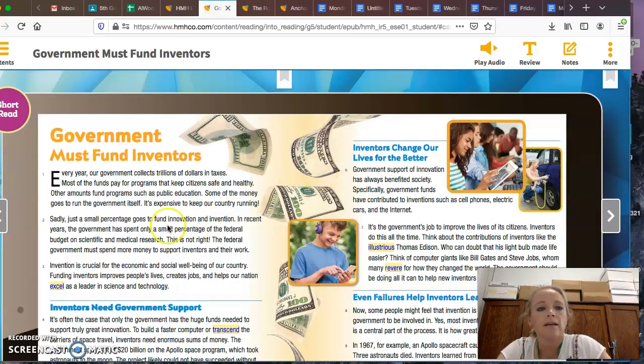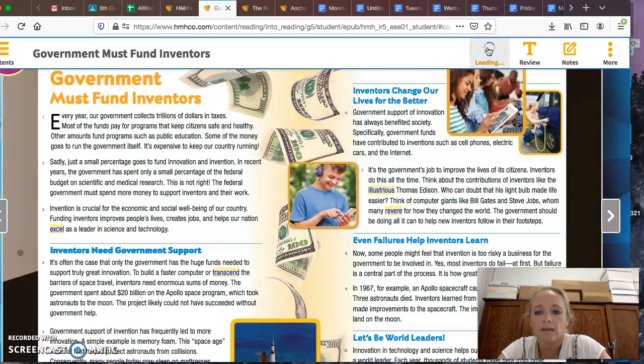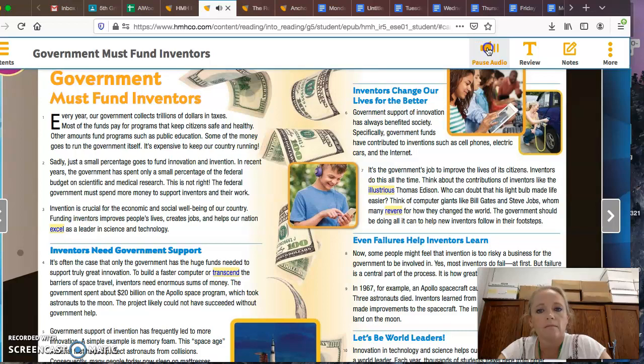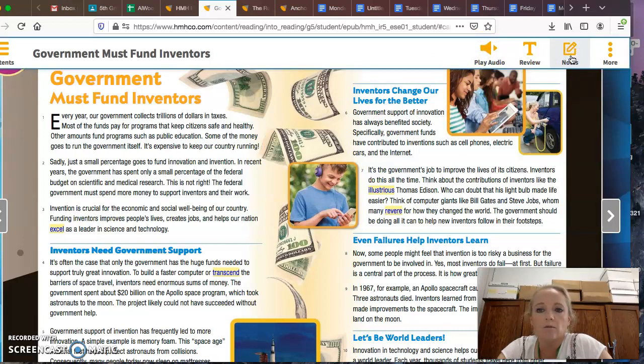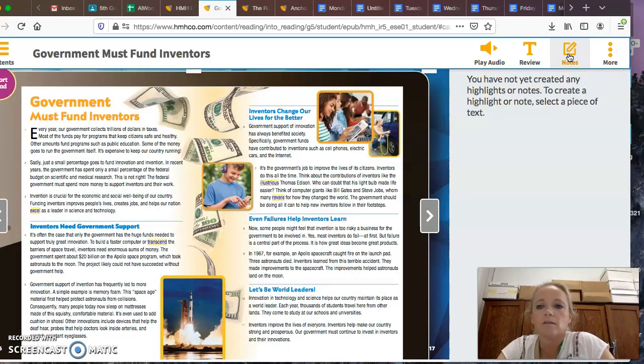So what I want you to do is read Government Must Fund Inventors. And if you look up here, you can push play audio and it will read it for you. While it's reading, you can be taking notes on the page and type in, I believe you can type in notes. You've not created any, oh.